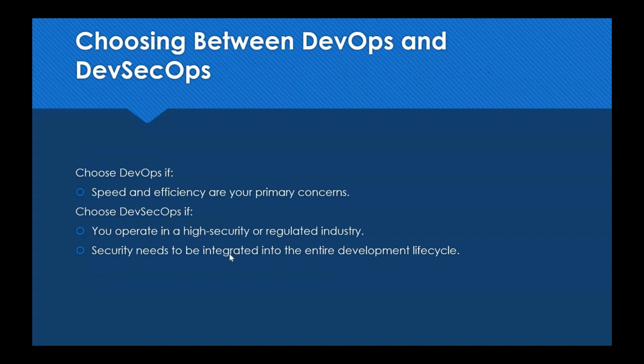Now let's see how you can choose between DevOps and DevSecOps. Choose DevOps if you need speed and efficiency, and these are your primary concern. Then, of course, you can go for DevOps. And in case of DevSecOps, you can choose it if your requirement is to operate in a high security or regulated industry. If your requirement is to add additional security for your code base or for your applications, you can choose DevSecOps. Security needs to be integrated into the entire development lifecycle, from building the code to deploying the code and even doing the testing as well.